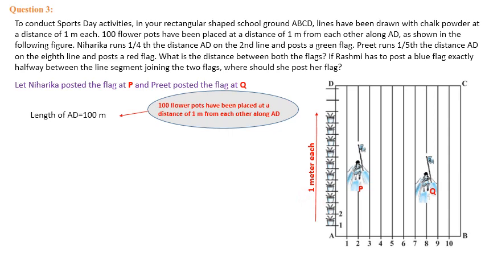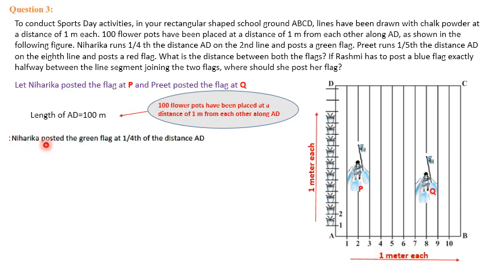And one more condition is given, that the distance between each track is 1 meter, which we also have to mark. So here, tracks 1 to 10, 1 and 2, 2 and 3, the distance between each track is 1 meter.